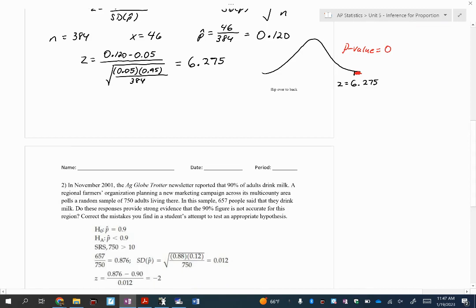All right. So with such a small p-value, I will reject the null hypothesis in favor of the alternative.